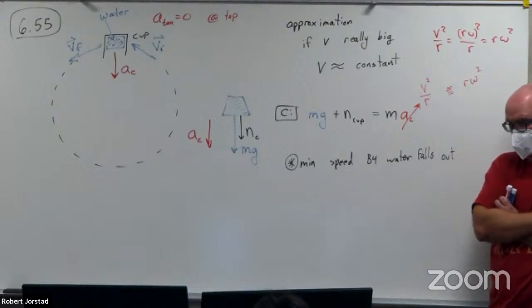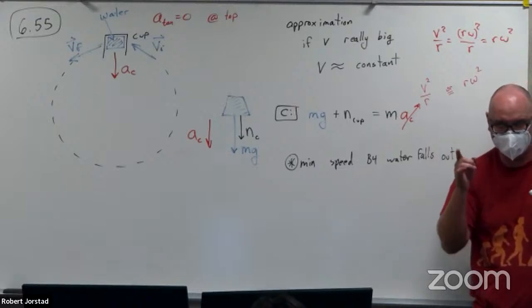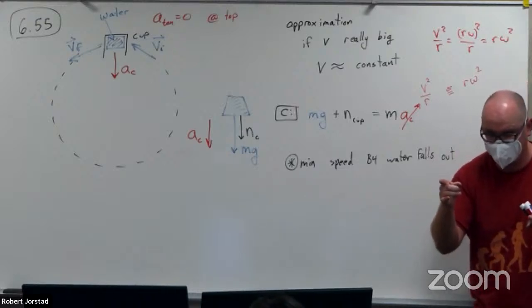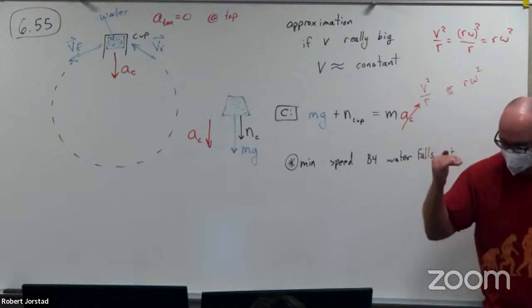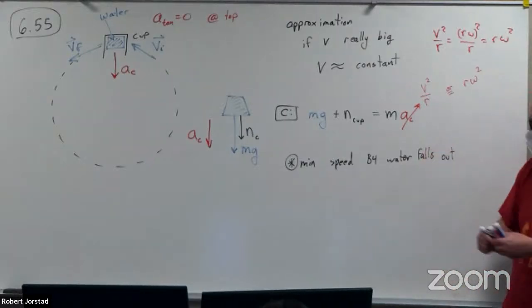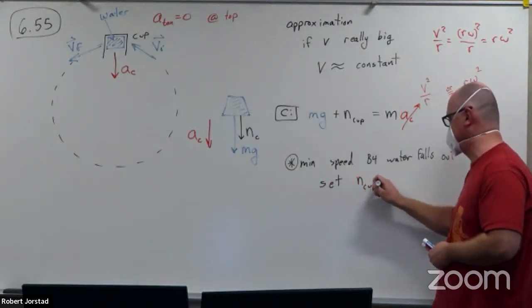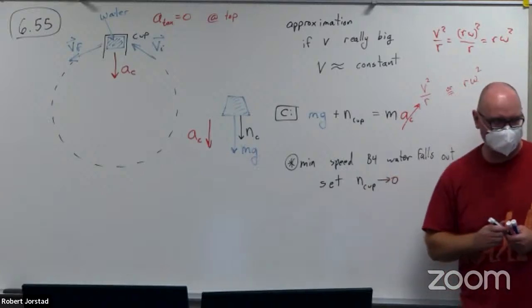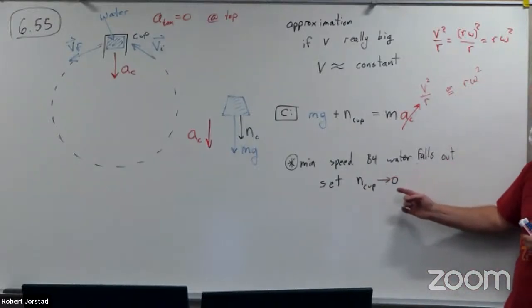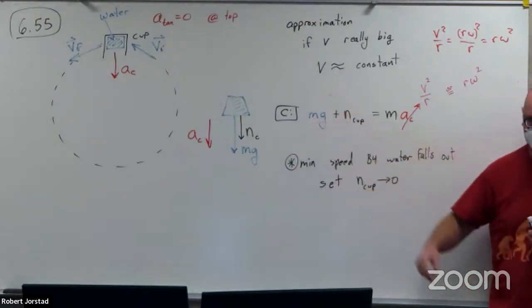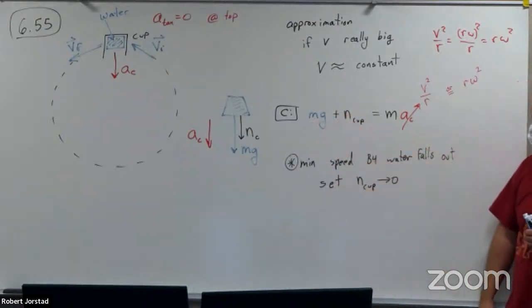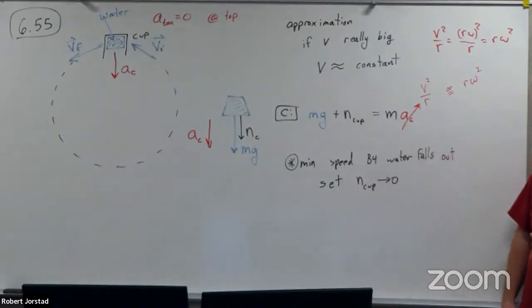You're on the right track. It has to do with the normal force. If the water is falling out of the cup, what's the normal force? How much is it touching the cup if it falls out of the cup? Zero. So this is the trick. Set the normal force of the cup to zero. That's the special value, right? Where gravity is just enough to cause the centripetal acceleration. If you go any slower, well, I guess this wouldn't work. All right? This has to be true.